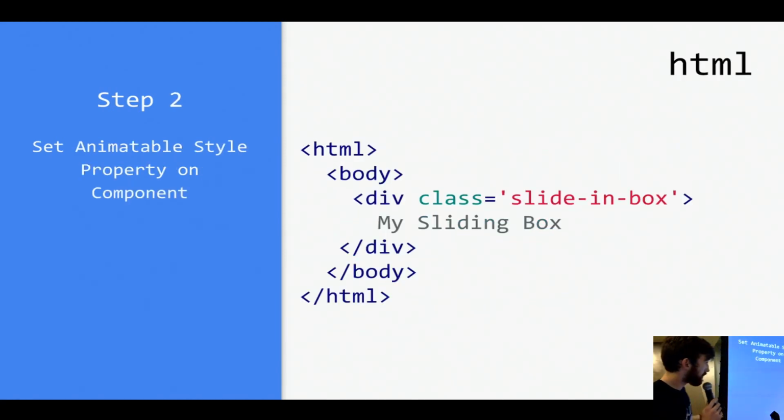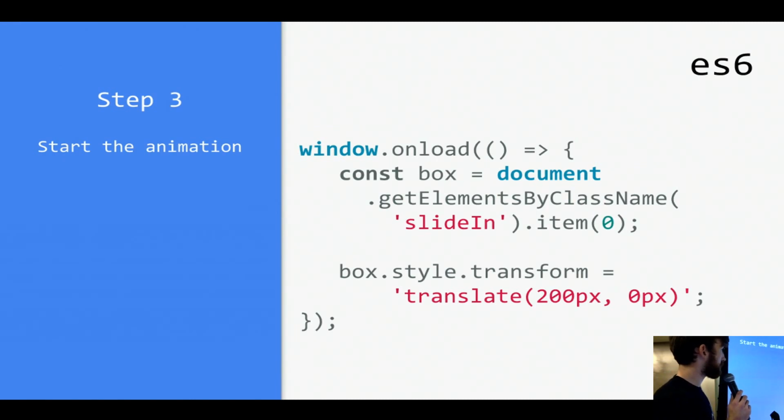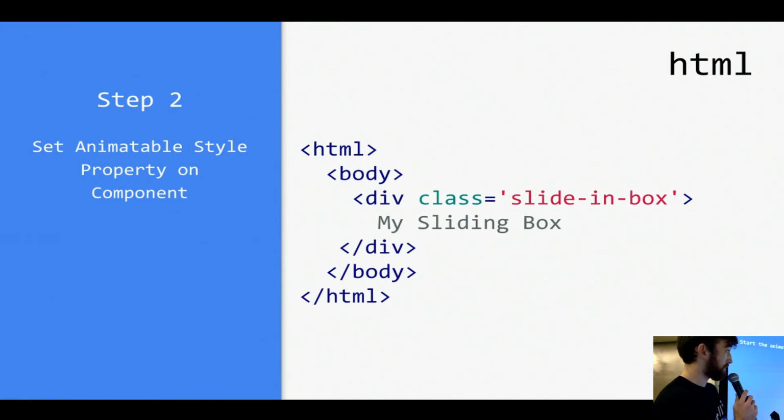Step two is we're going to create the actual component that we're going to animate in CSS. I'm just going to write a div, give it a class, and we're just going to pull that class in later. So step three, this animation is just going to start when the DOM is rendered. So window on load, get the class name. I think I actually switched the class name here. Yeah, it should be slide in.